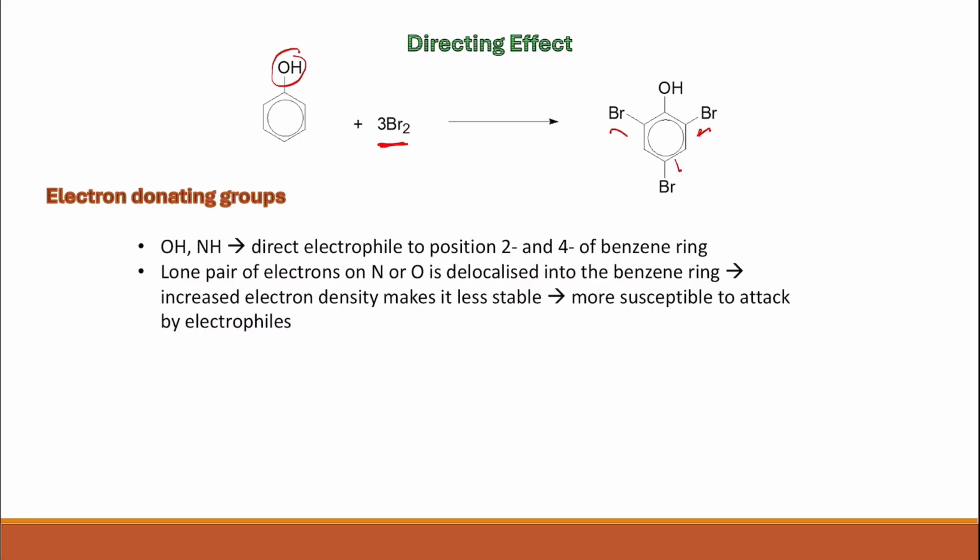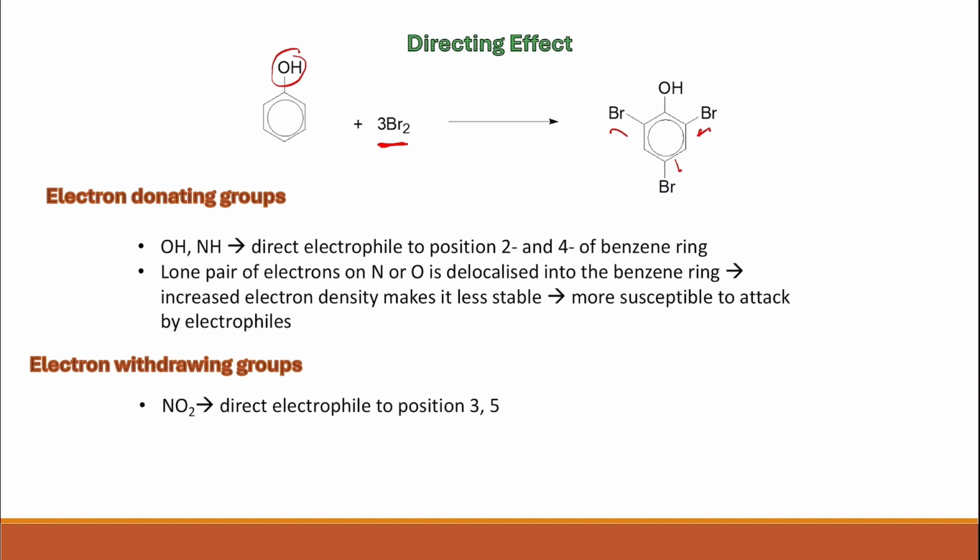While for an electron withdrawing group like the nitro group, the directing effect will be to position 3 and 5. So if you have a nitrobenzene, for example, like this one, and you do a reaction, then you're going to end up with a substitution in position number 3 and number 5.